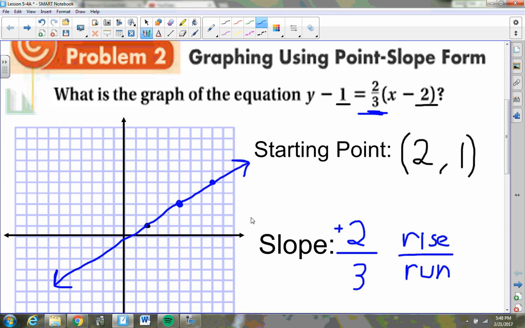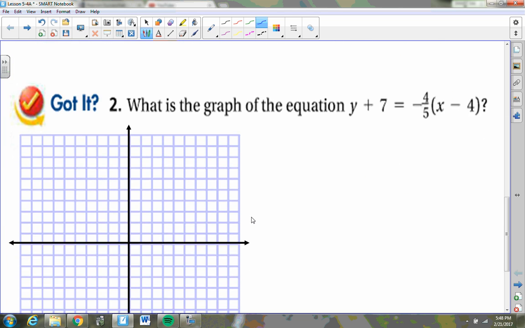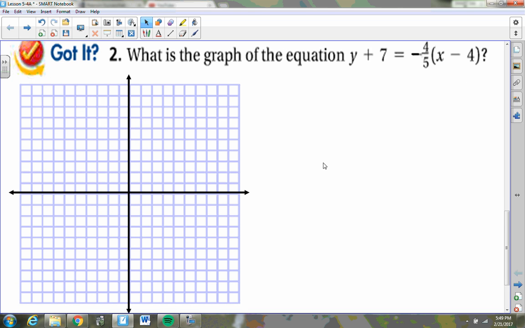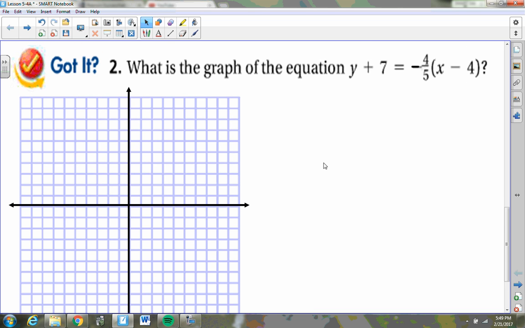Now, I have one here I'd like you to try. The thing I want you to notice is that this slope is actually negative 4/5, and the y says y plus 7, which means your starting point is going to need to be negative in the y. So pause the video, take a look at figuring out the starting point and the slope for this equation. Do a little sketch quick on your paper, then come on back and I'll show you what it should look like.